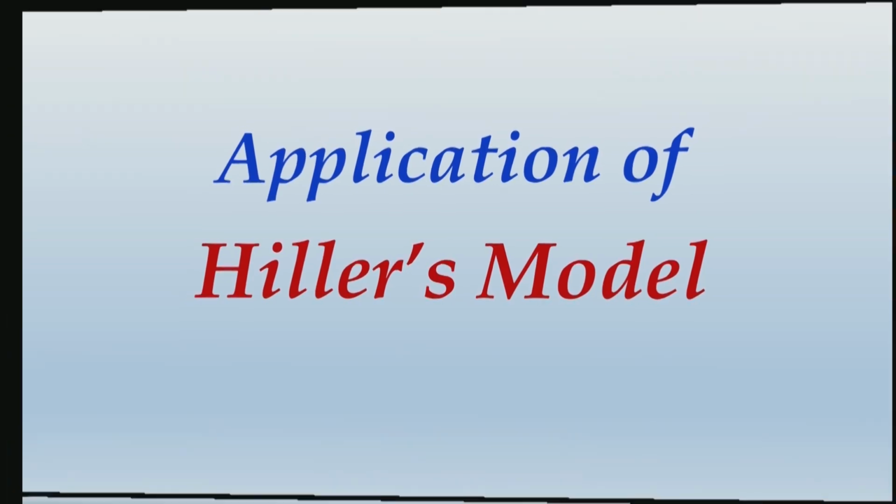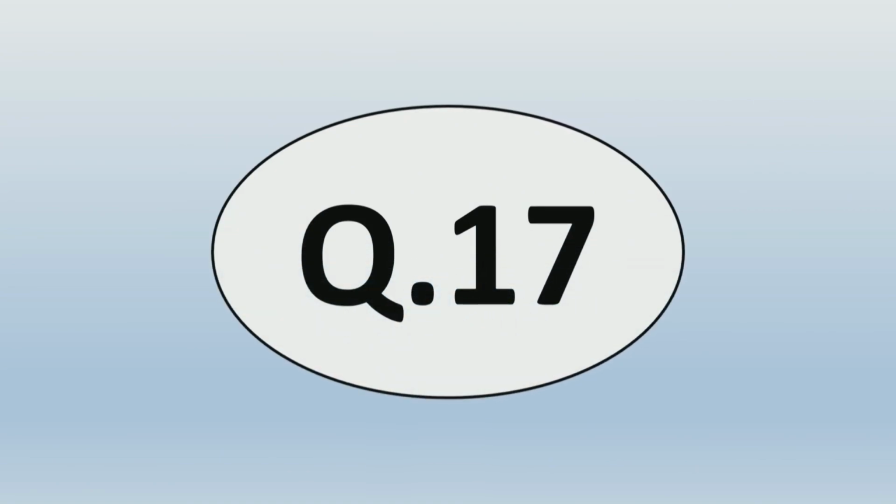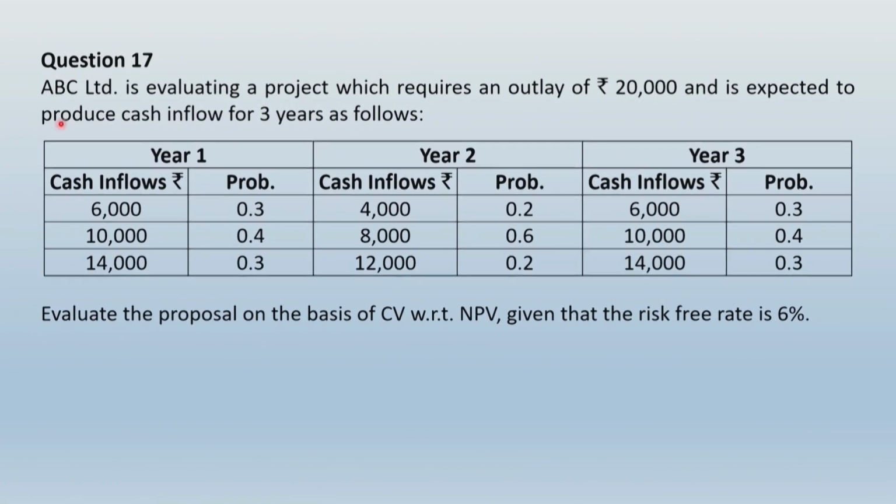Now under this heading, we begin practicing some questions, and we begin with question number 17. So let us read this question. ABC Limited is evaluating a project which requires an outlay of rupees 20,000 and is expected to produce cash inflow for 3 years as follows. So you have been given the information about cash inflows along with associated probabilities for each of the 3 years.